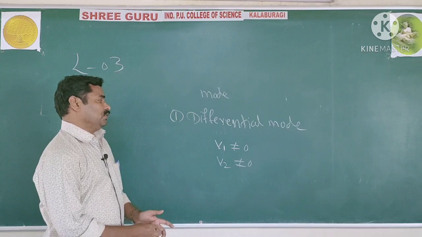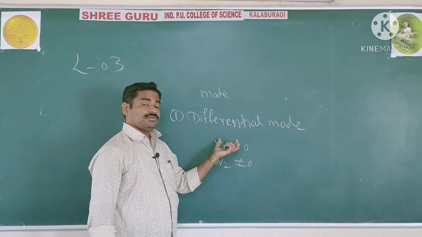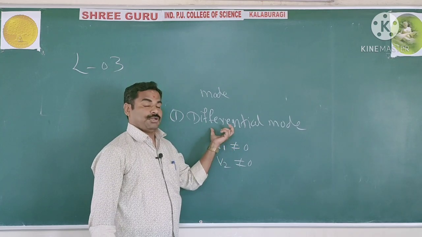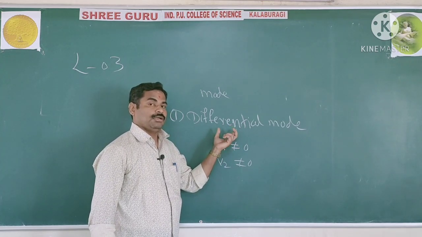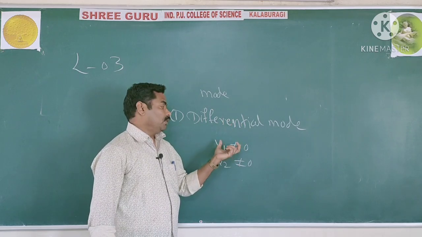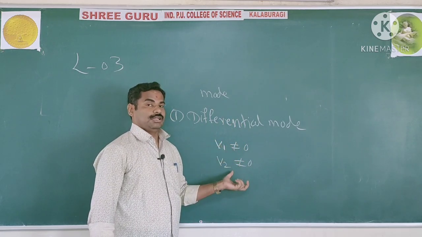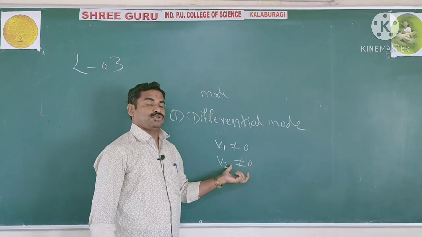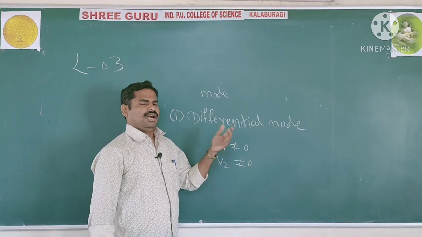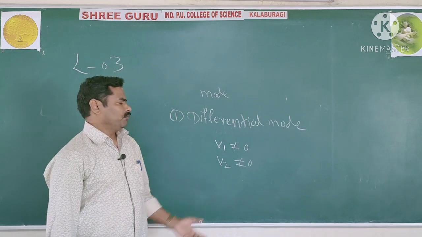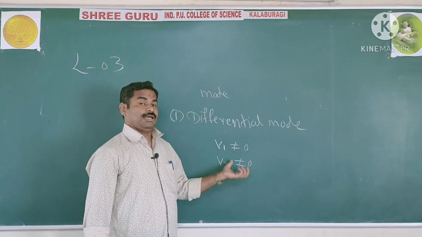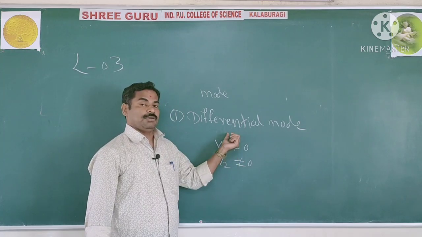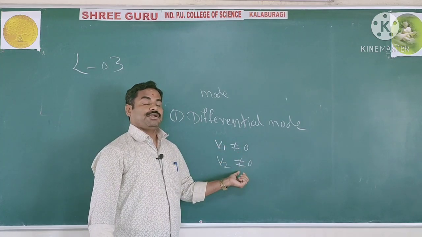It means you are applying different voltages in your differential amplifier. In your differential amplifier, you have two inputs. The one input is different from the other input. It means both the inputs are not the same. You are applying different inputs to the differential amplifier. And as we already know, the differential amplifier will amplify the difference between the two signals.